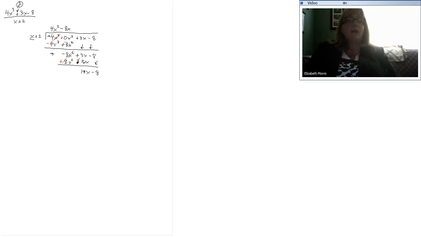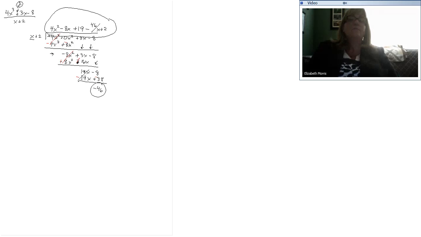What would I multiply x by to get 19x? 19. 19 times x is 19x, and 19 times 2 is 38. But I'm subtracting, so I change the sign. That becomes a negative, and that becomes a negative. And those cancel out, and negative 8 and negative 38 give me negative 46. And this is my remainder, so it's negative 46 over x plus 2. And that is your answer.